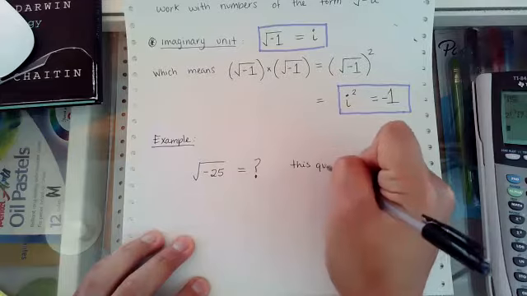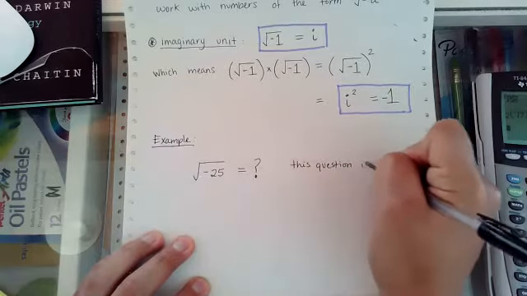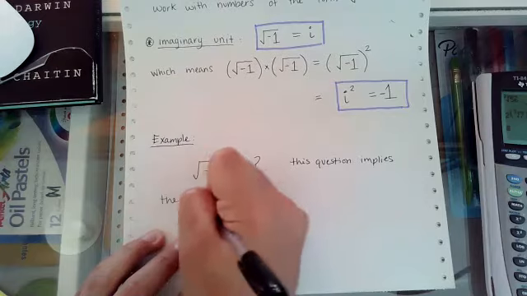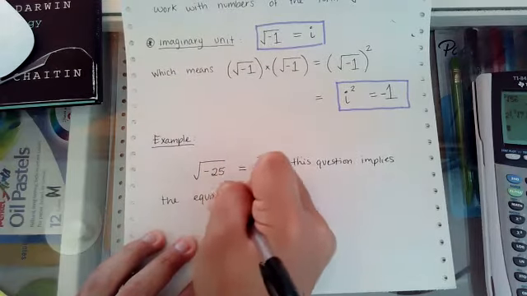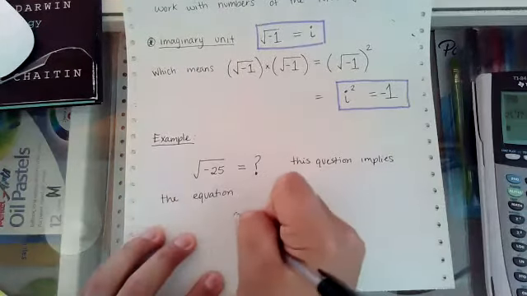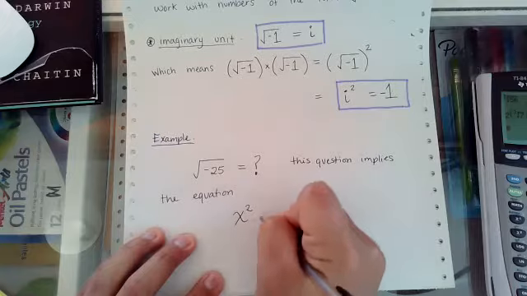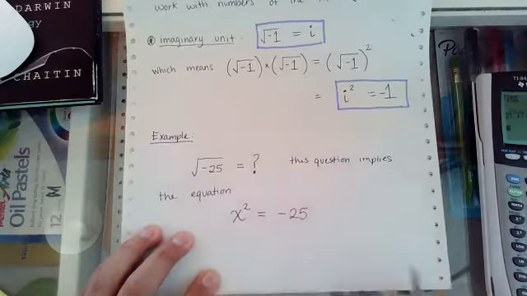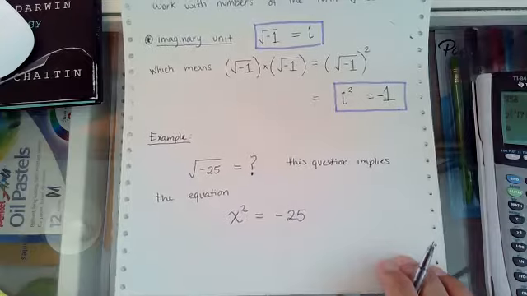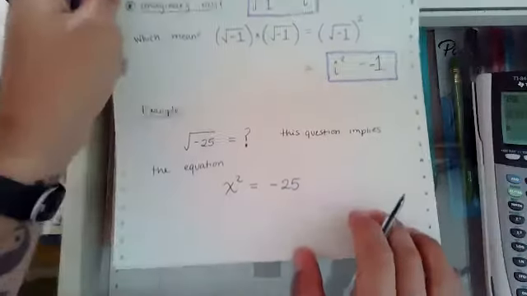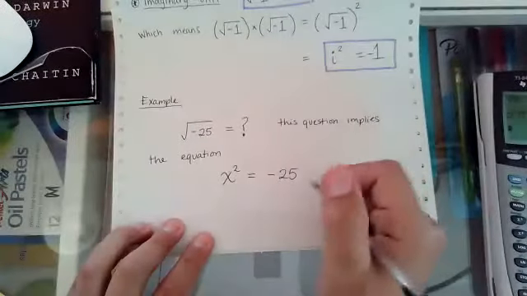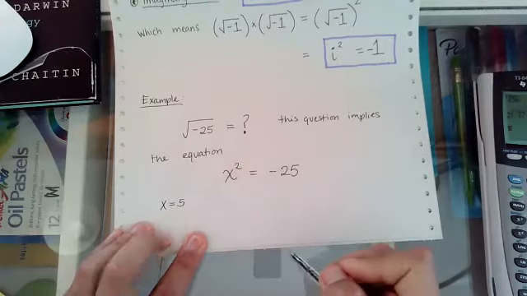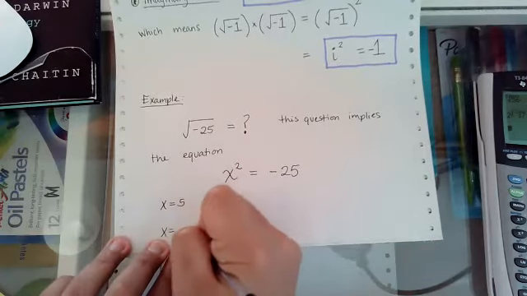This question implies the equation, right? Or the statement that some number, when you square it, gives you negative 25. And from last time, we made some guesses. We said that, okay, maybe x could be 5 or x could be negative 5.